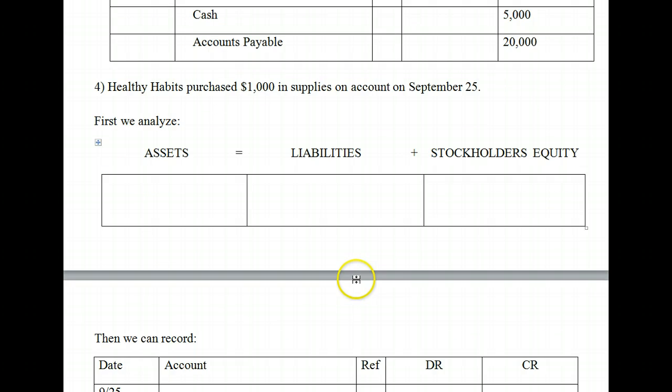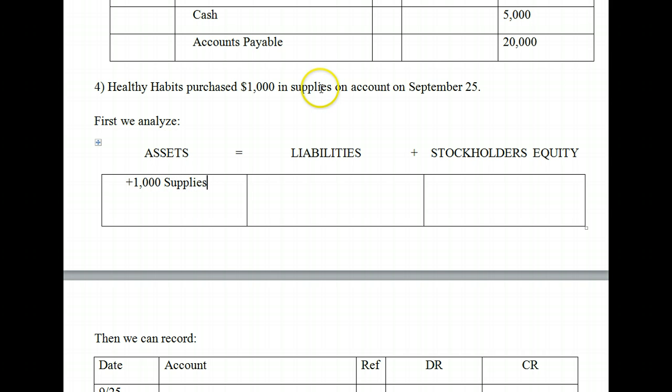All right, let's look at the next transaction. Healthy Habits purchased 1,000 in supplies on account on September 25th. All right, so we purchased 1,000 in supplies on account. Well, supplies is going up, and that's an asset. So when we analyze, we're going to say, okay, assets are going up by 1,000 in the form of supplies.